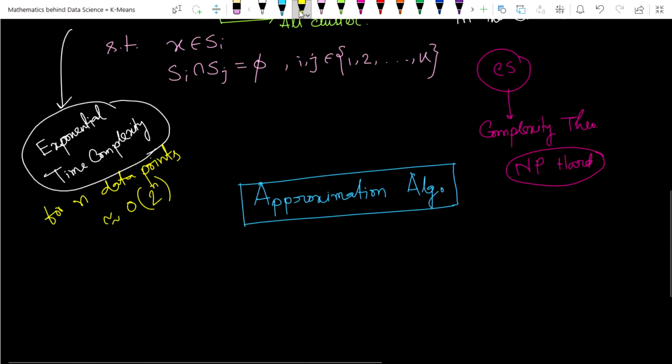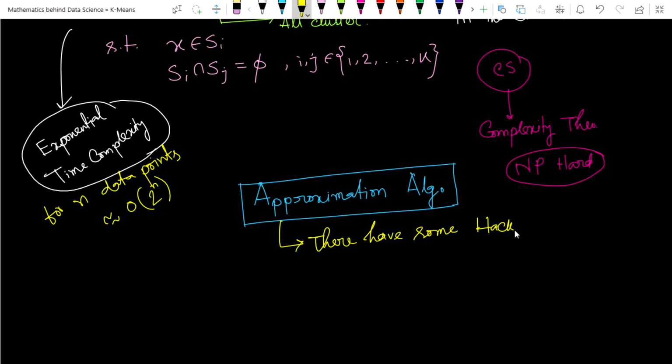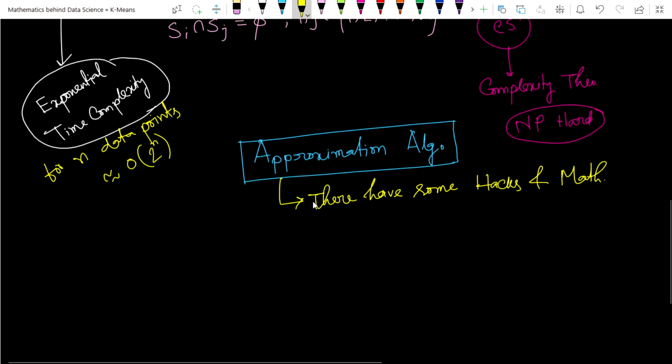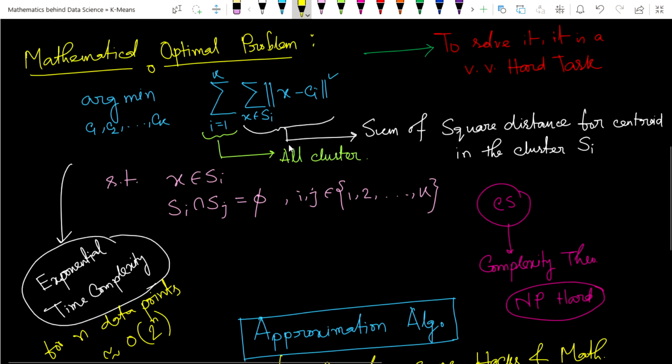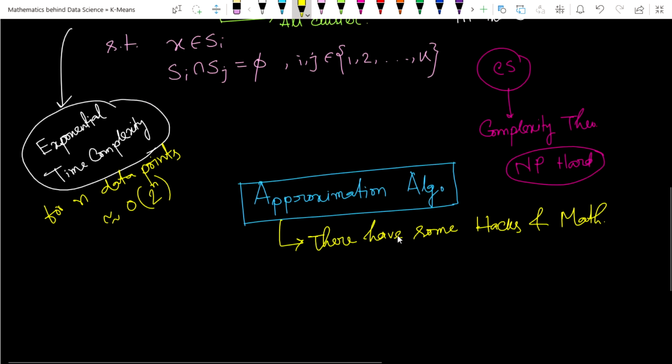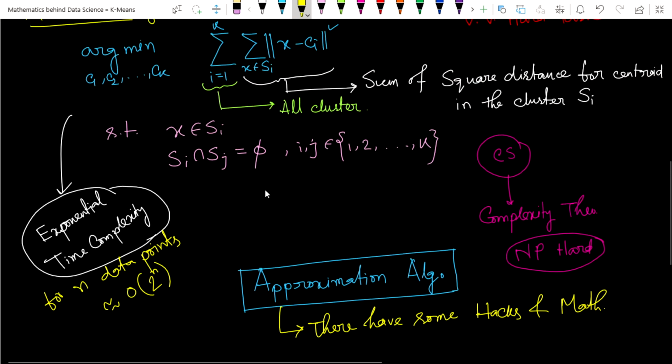We will use some mathematics. There are some hacks and simple mathematics behind this approximation algorithm. Using these kinds of things, we will try to approximate the solutions of these problems. Till now, it is totally impossible to find the correct answer. But using some hacks and mathematics, we can find some approximate solutions of this problem.